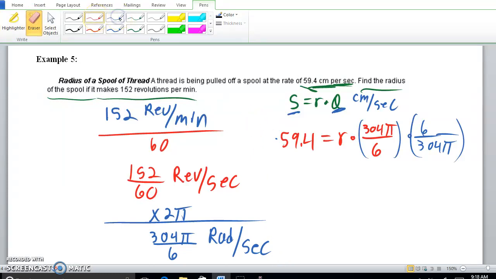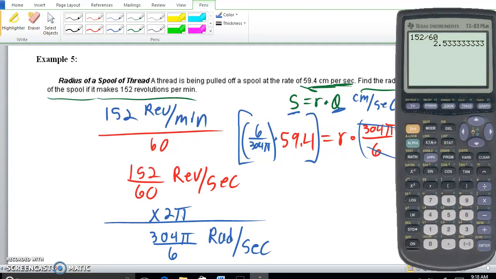Okay, so here, we'll go ahead and multiply this by the same thing, 6 over 304 pi. Okay, and so just make sure that when you put this in the calculator, you put it in exactly how it looks right here, and you'll see my calculator pop up in a second. All right, so here we go.